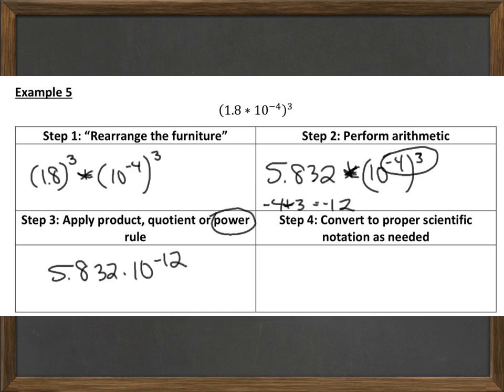And once again, we have to check our mantissa. Our mantissa is 5.832. And we have to ask ourselves, well, is this at least 1? And it is. And is it strictly less than 10? It is. 5.832 is less than 10. So we don't have to do this last step. We're all good.